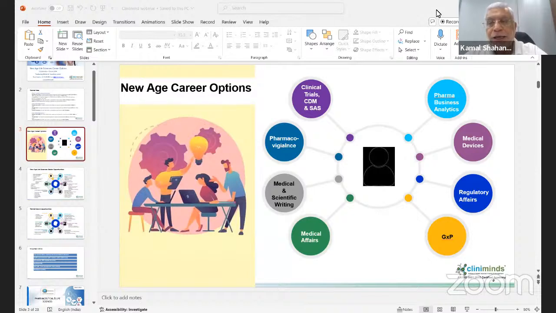GXP is all about quality. As you progress in your careers, you will learn more about quality. Quality impacts everything. Quality impacts manufacturing, the laboratories, clinical trials, pharmacovigilance, and medical devices. So quality today plays a very important role in any pharmaceutical organization because at the end of the day, whatever you are manufacturing, whether it's a drug, device, or vaccine, it should be of the topmost quality standard.